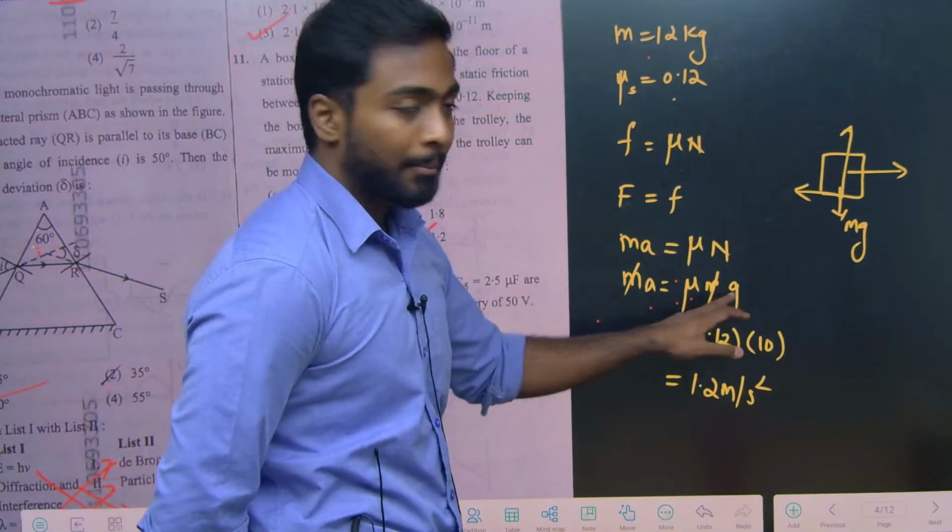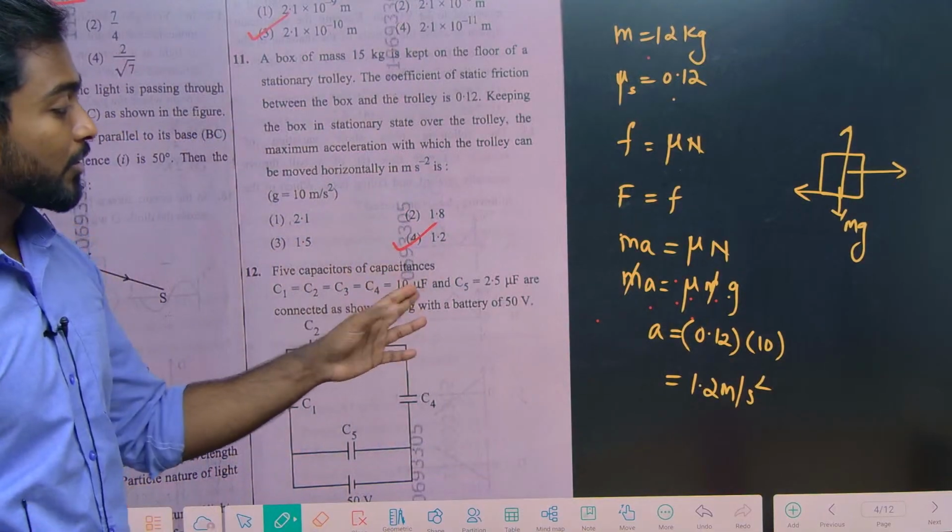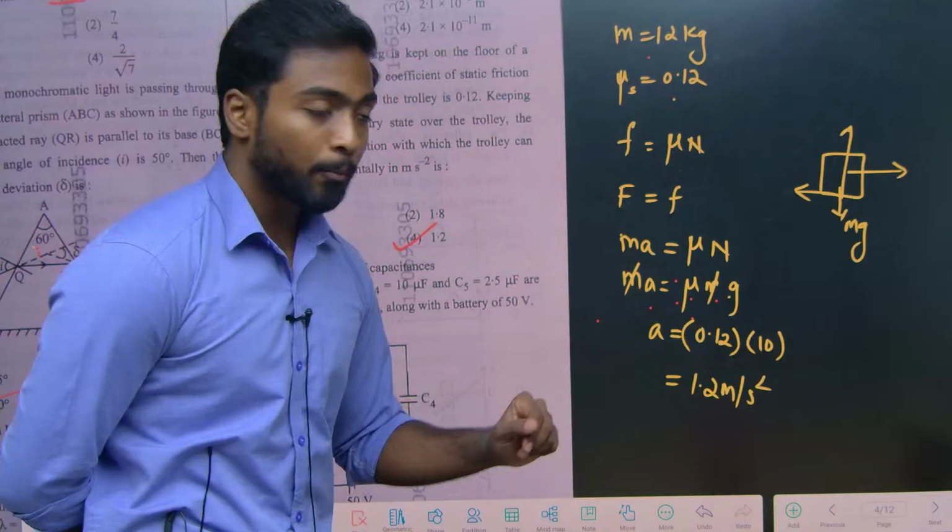I can cancel this m and I can get the value as it is. So mu into g, which is nothing but 0.12 into 10, that is 1.2 meter per second square.